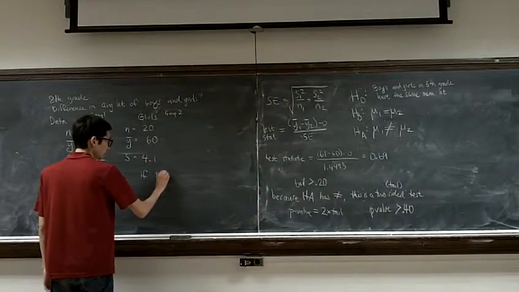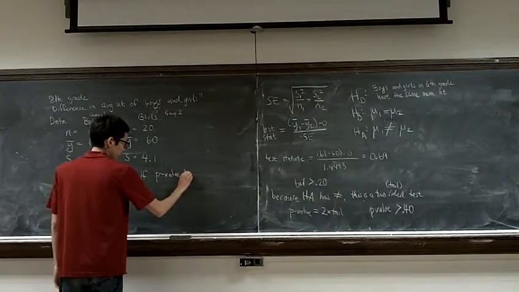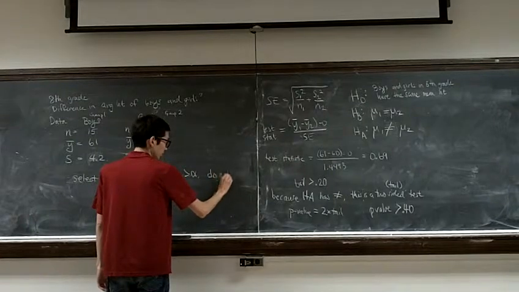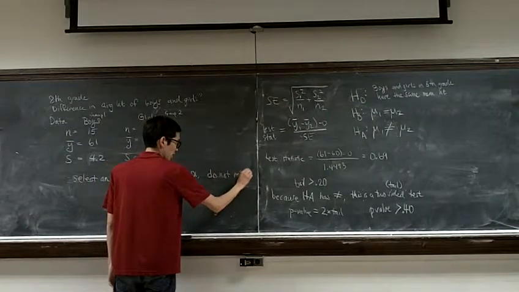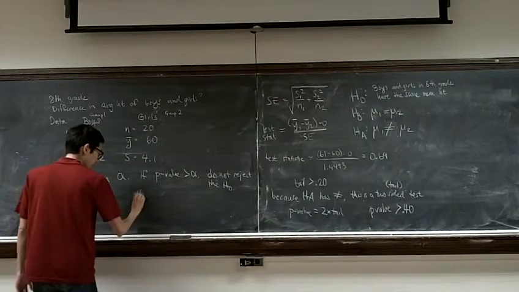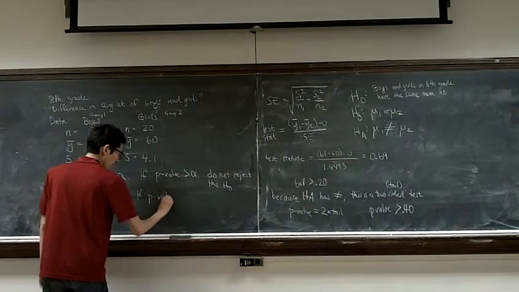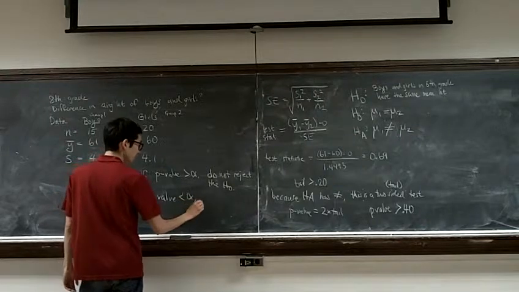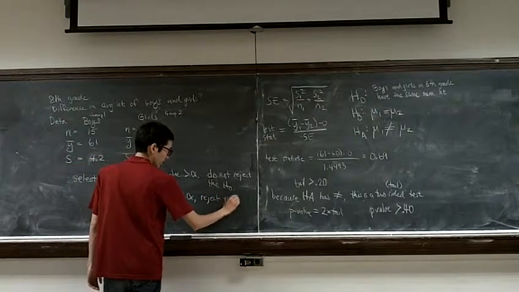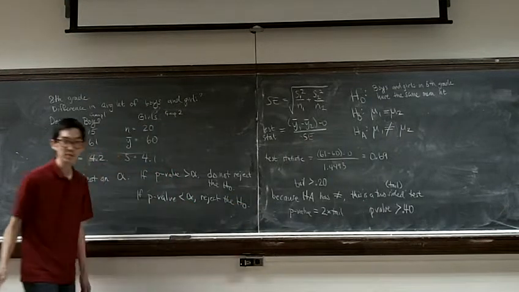If the p-value is greater than alpha, do not reject the null hypothesis. And if the p-value is less than alpha, reject the null hypothesis.